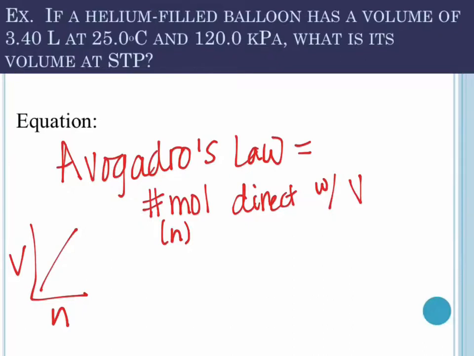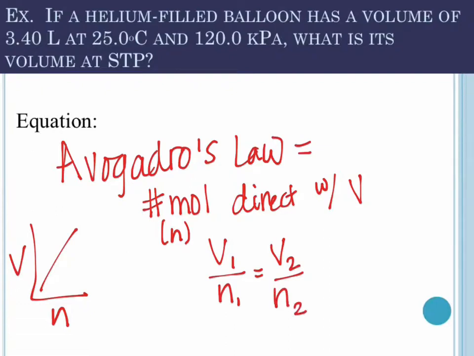So if we had to come up with this equation, would we want to multiply V and N, or do we want to divide them? We want to divide them. So V1 over N1 is equal to V2 over N2.